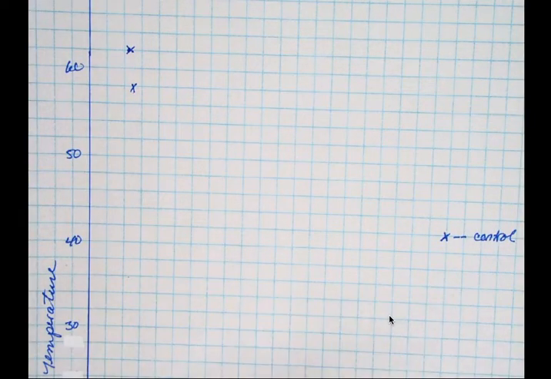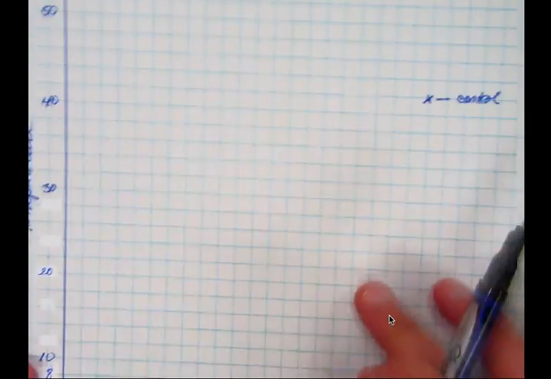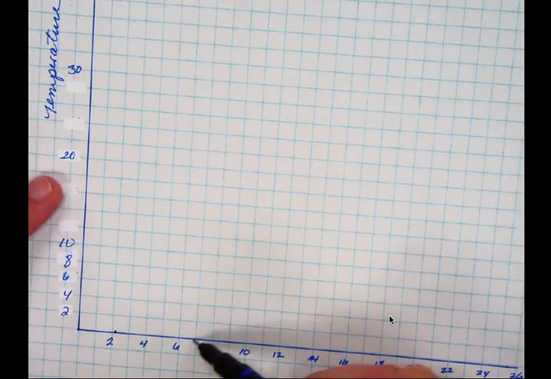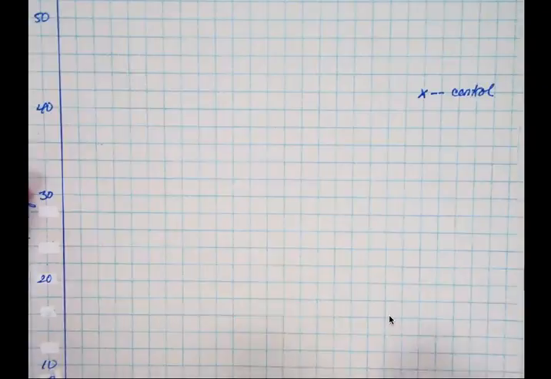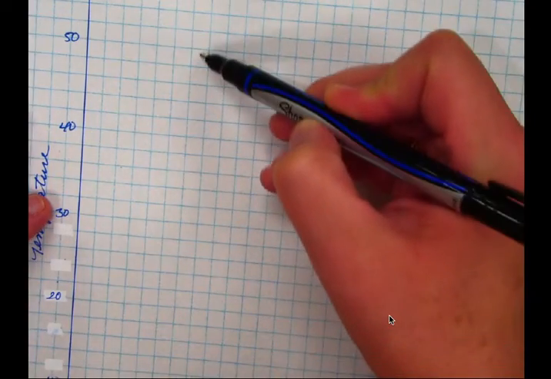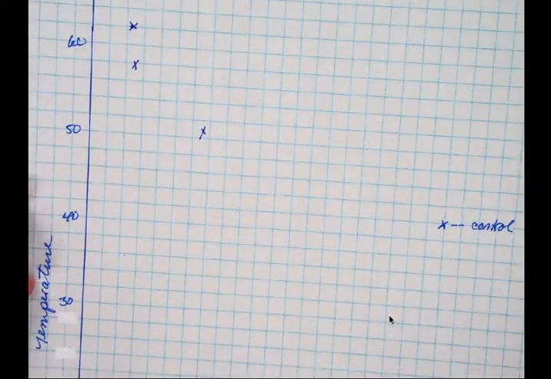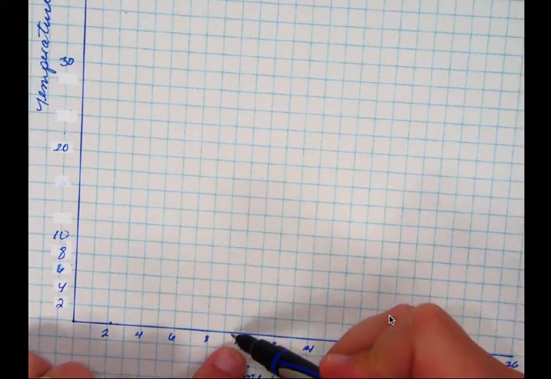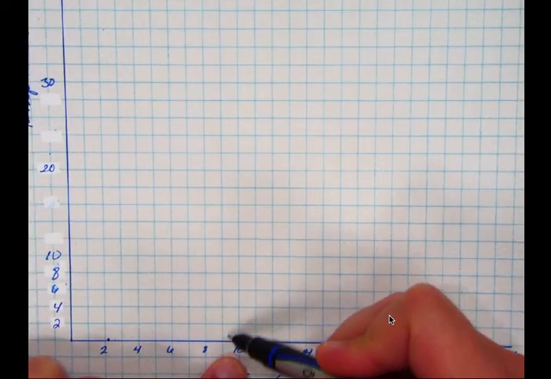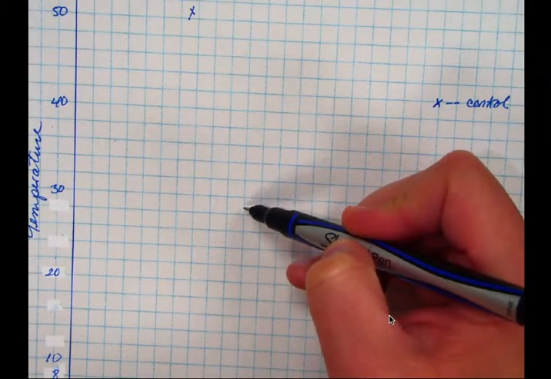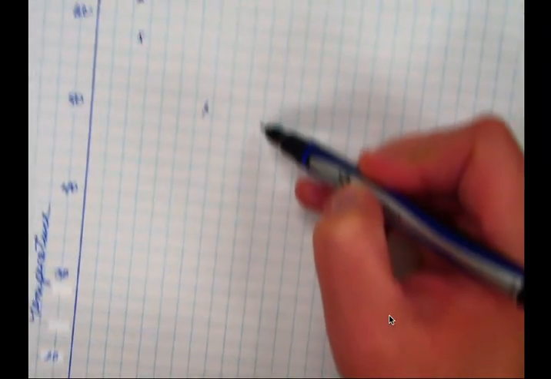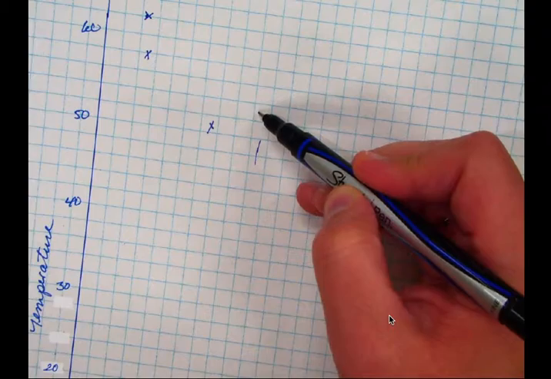Then I'm going to go to 6.7 and 51. 6.7 is about right here, and up to 51, make an X. And I'm going to draw one more data point, 9.2 and 53. So 9.2, I know I'm making you seasick here, 9.2 and 53. Okay. I like this. It's wrong.